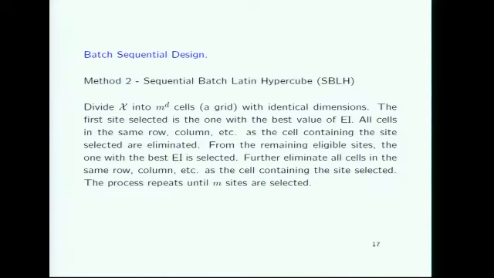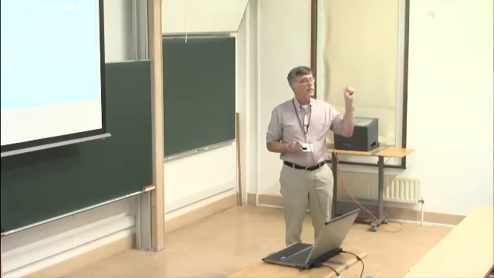Here's another one. So this is a little strange. You're going to do something like a Latin hypercube design. You divide X into m to the d cells, a kind of grid of identical dimensions. And then you find the point with the highest expected improvement that's in one of these cells.